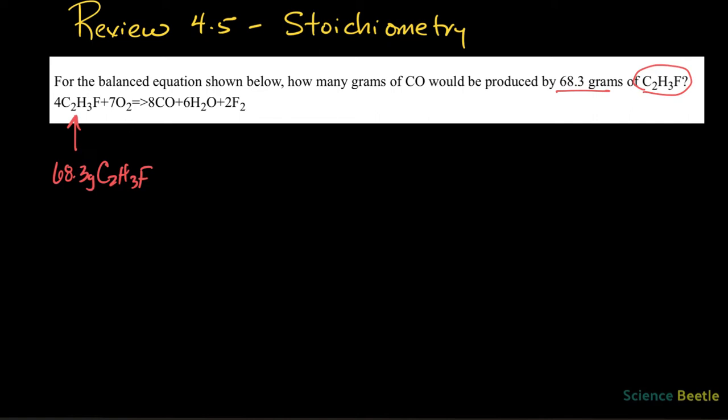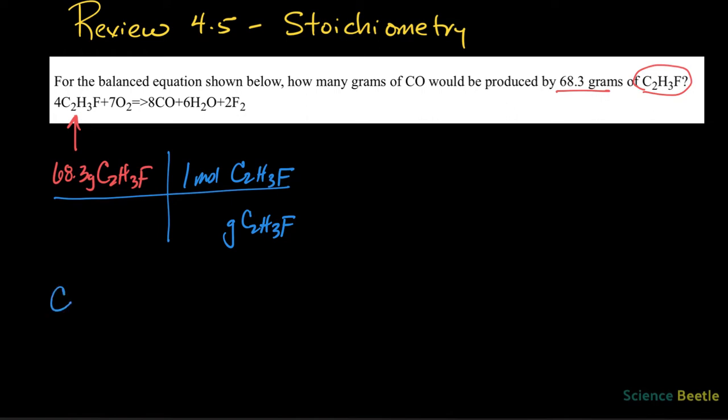So the very first step here is we're going to go ahead and take this and convert this into moles. And we'll say that for every 1 mole of this compound, C2H3F, it's going to have a certain mass of C2H3F. And in this particular case, we add up the mass here, figure out the molar mass for this.